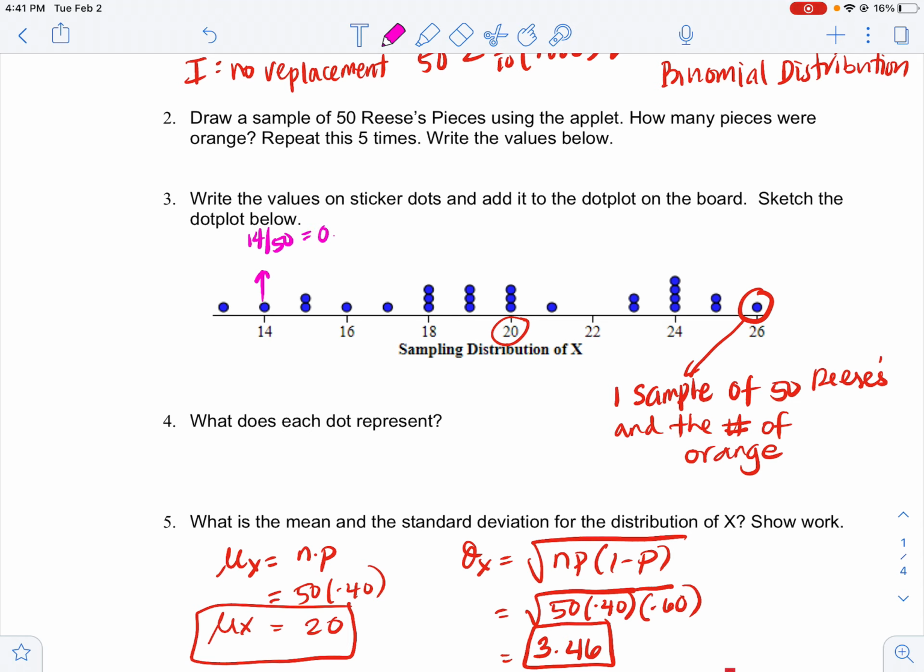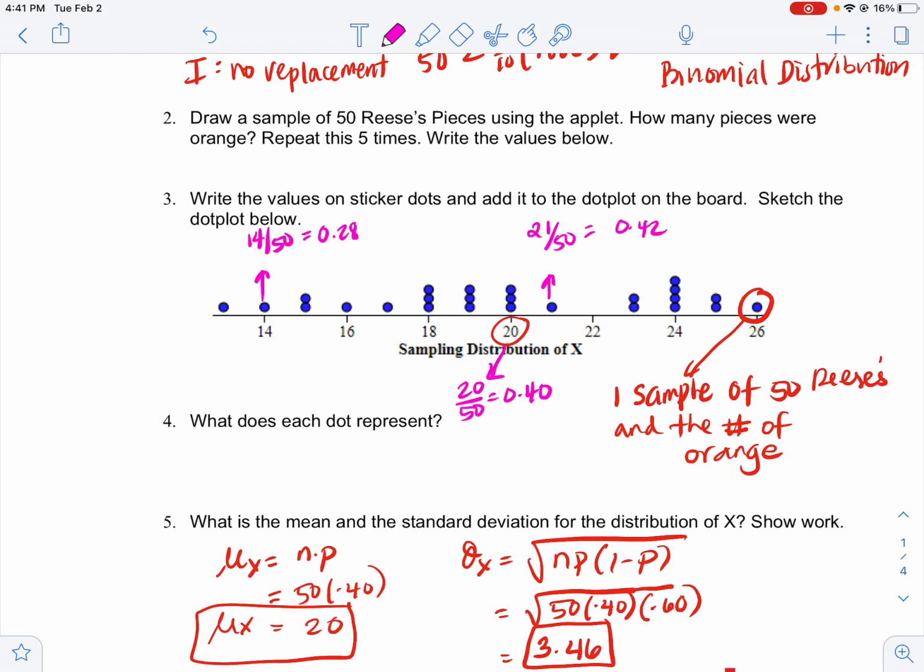And that's 0.28. And can I just say that the proportion of this is going to be 21 out of 50, and that's going to be 0.42? And does that mean that the proportion of this is 20 out of 50, that is 0.4? Right? So let's make another dot plot and see how the numbers will change.